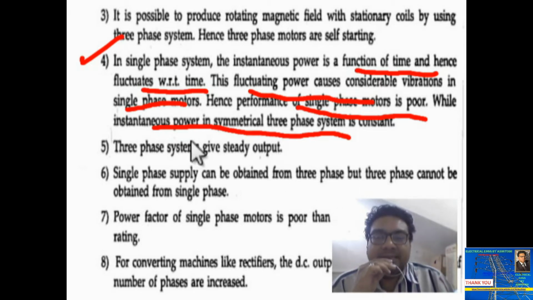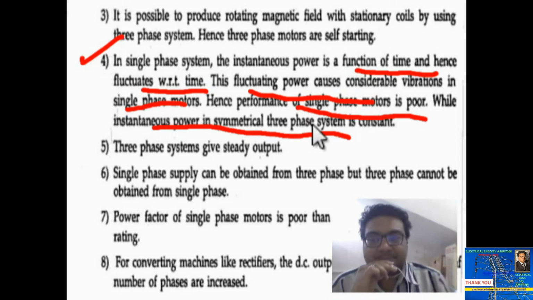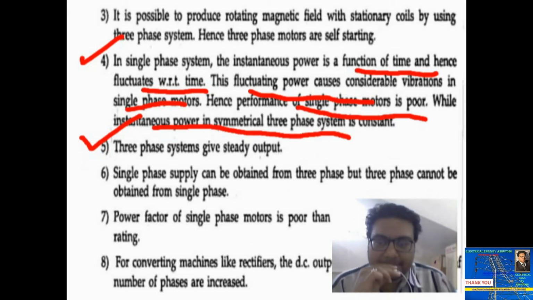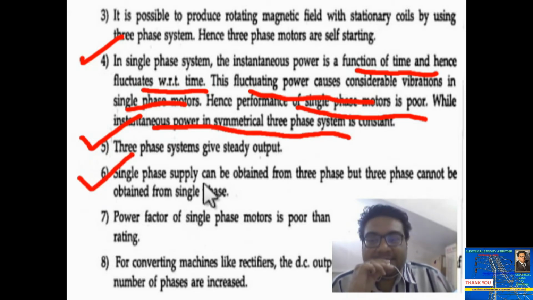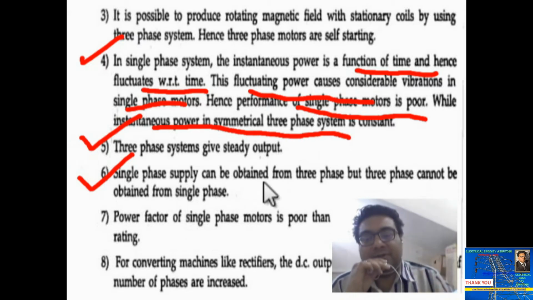You can see that in a three phase system, or a symmetrical polyphase system, the instantaneous power is constant, but in a single phase system the instantaneous power is a function of time and hence it fluctuates with respect to time. So guys, it causes vibrations and also noise in single phase motors. So guys, you can see the fifth difference: three phase systems give steady output. Then, single phase supply can be obtained from three phase, but three phase cannot be obtained from single phase.